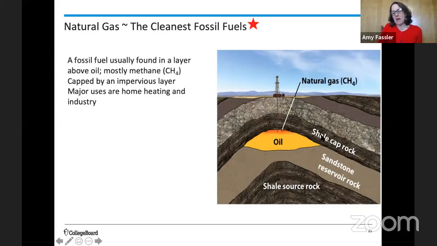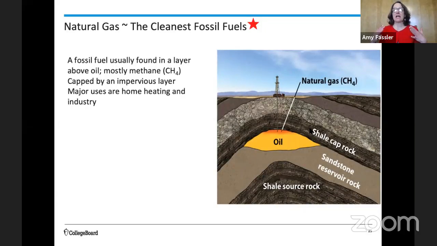I just want to point out, I don't need to know a lot of nitty gritty about the geology here. In order to understand the big problems associated with extracting natural gas, I just have to understand that this natural gas is capped by this impervious layer. If you want to remember that it's a shale cap, that's awesome.